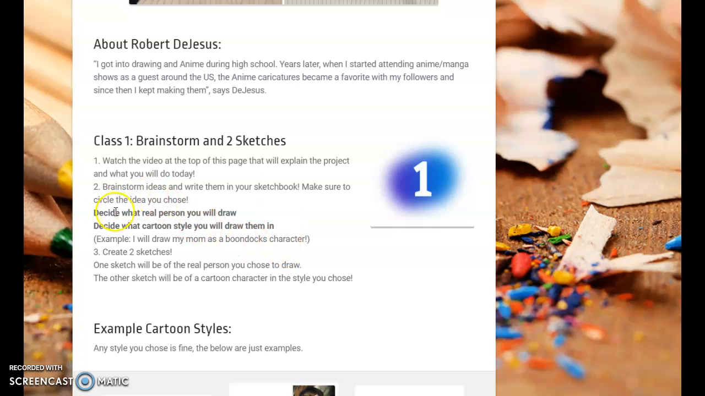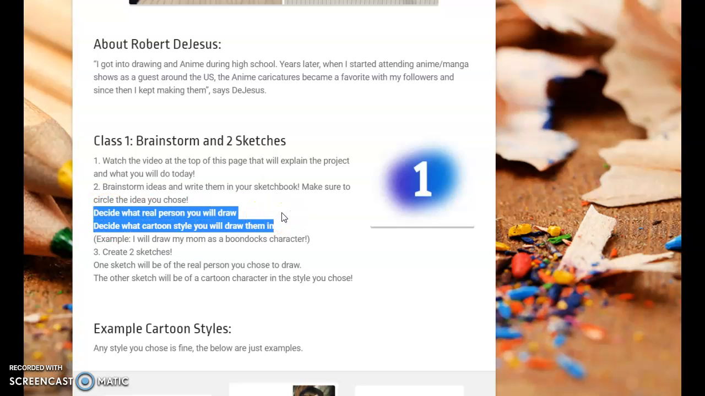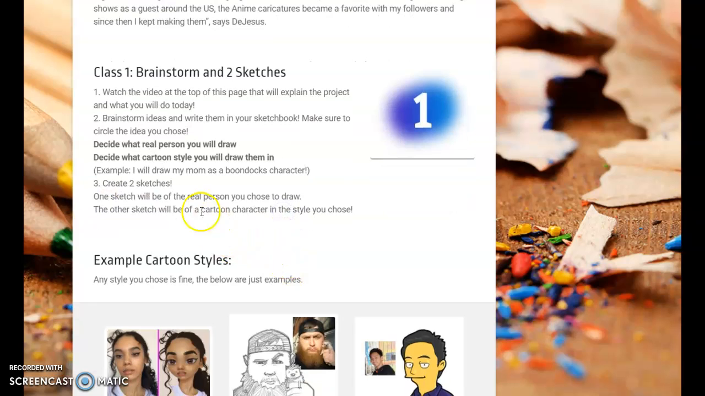So you're going to brainstorm those and you're going to decide what real person you will draw and then what cartoon style you would draw them in. Okay, so you want to make sure that you think about these 2 things before you start drawing. So for example, if I was going to draw my mom as a Boondocks character, then that's what I would work on today. So you're going to do 2 sketches. One sketch will be the real person you choose to draw. It doesn't have to be a realistic, done portrait. Remember, these are just quick, rough sketches of your mom.